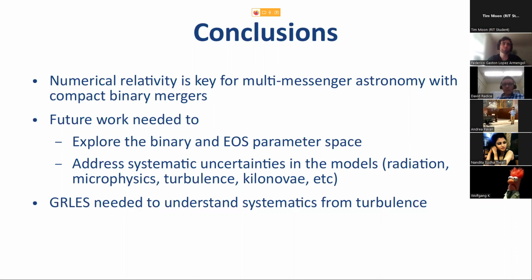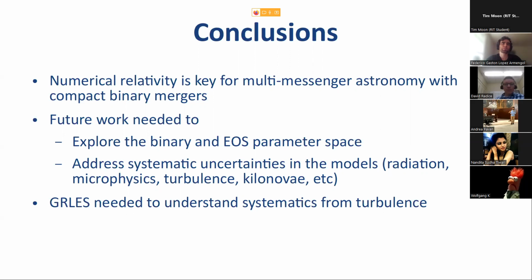There is a lot of work that needs to be done that I have split in two main areas. On the one hand, if we want to improve current constraints, we need to explore the binary parameter space and equation of state space more systematically. When we do multi-messenger parameter estimation, we are possibly subject to systematic uncertainties. I think we understand the physics of the early post-merger, and we can debate this. But it's clearly true that we need to span a large range of binary and equation of state in order to have systematic uncertainties under control.